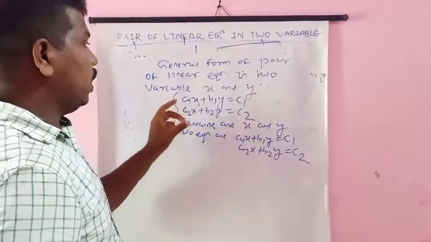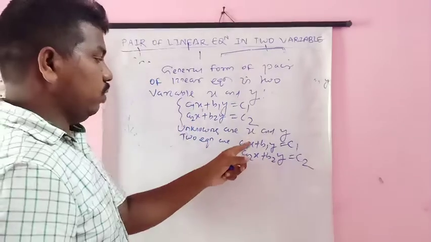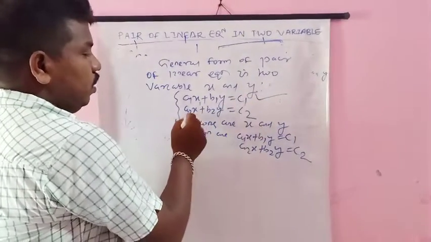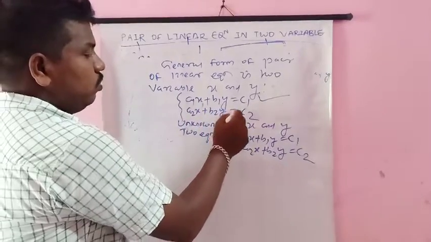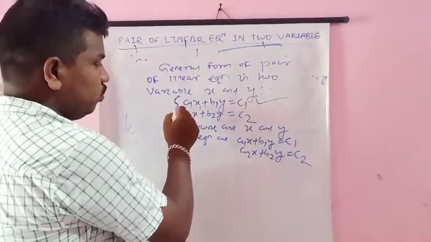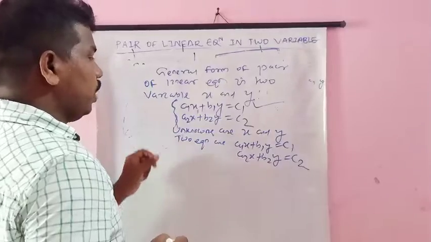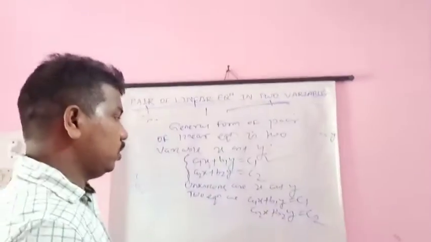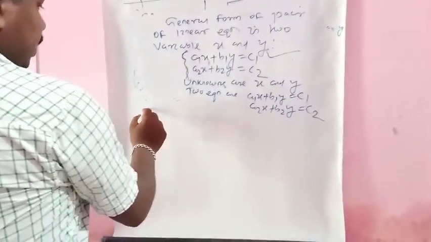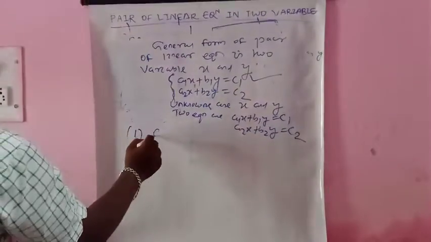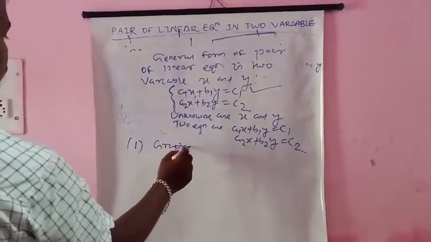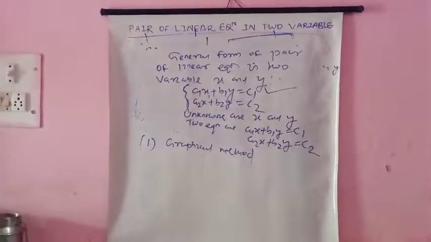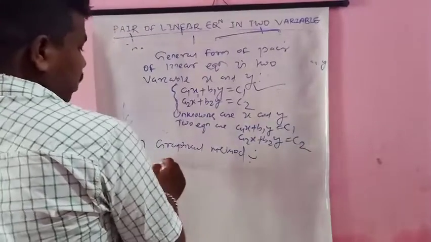So it is clear that the general form is a1x plus b1y equal to c1, a2x plus b2y equal to c2. From these two equations, we have to find the solution, and we have to discuss which kind of solution we get. First is the graphical method: how to find the solution of a pair of linear equations by the graphical method.